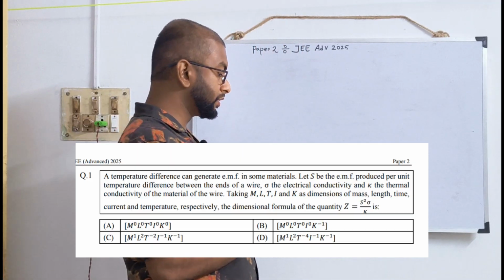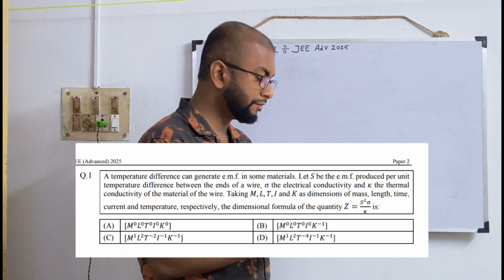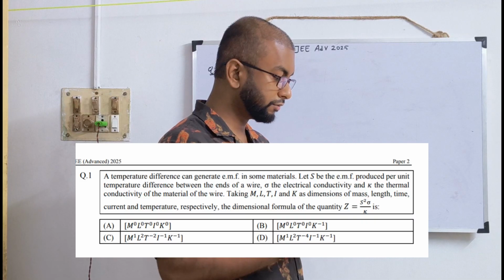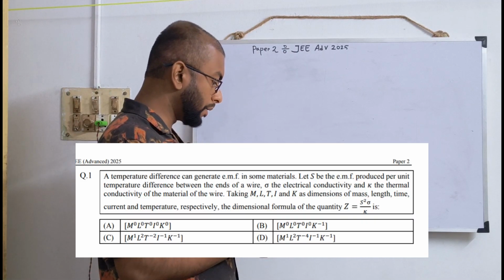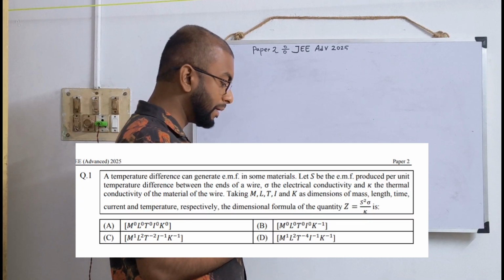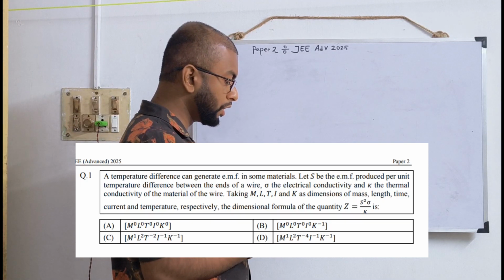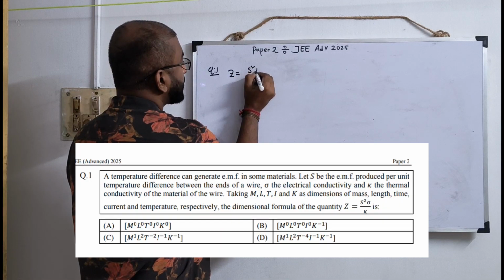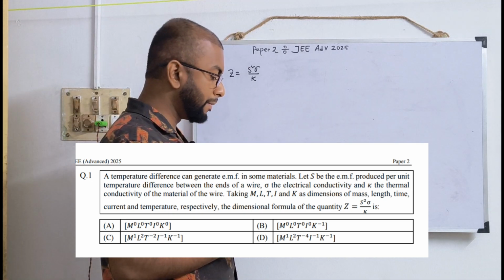Question number 1. A temperature difference can generate EMF in some materials. Let S be the EMF produced per unit temperature difference between the ends of the wire. Sigma is the electrical conductivity and kappa the thermal conductivity of the material of the wire. Taking M, L, T, I and K as dimensions of mass, length, time, current and temperature respectively, the dimension formula of the quantity Z, that is S square sigma by kappa. You have to find out the dimension for this.